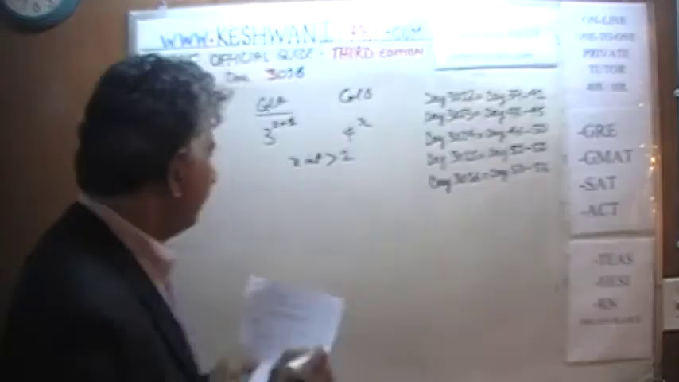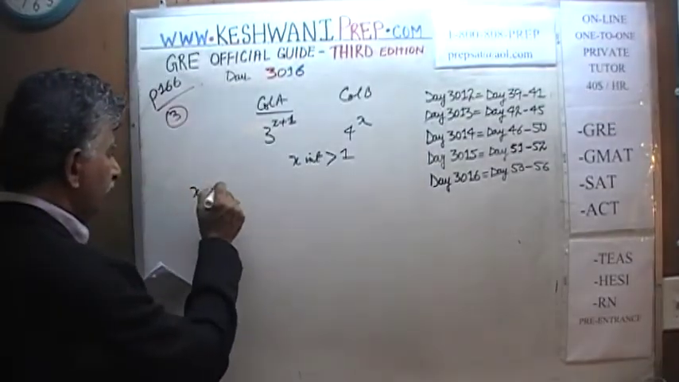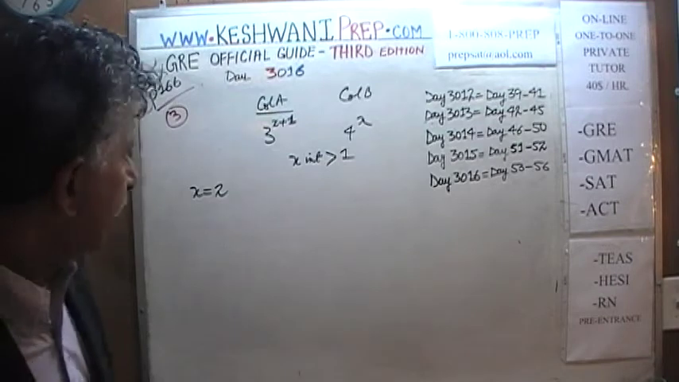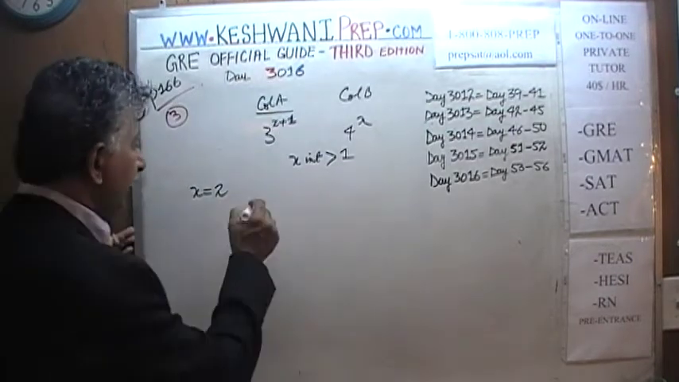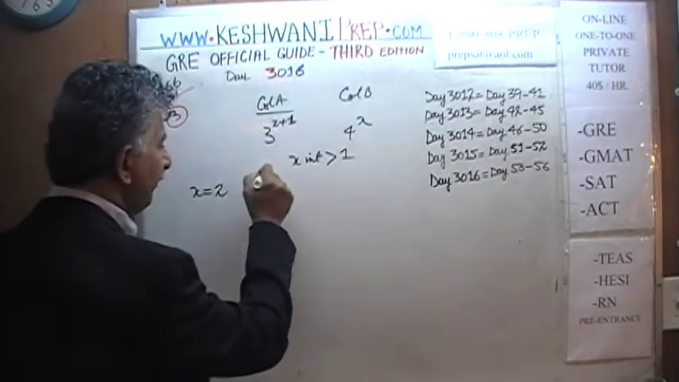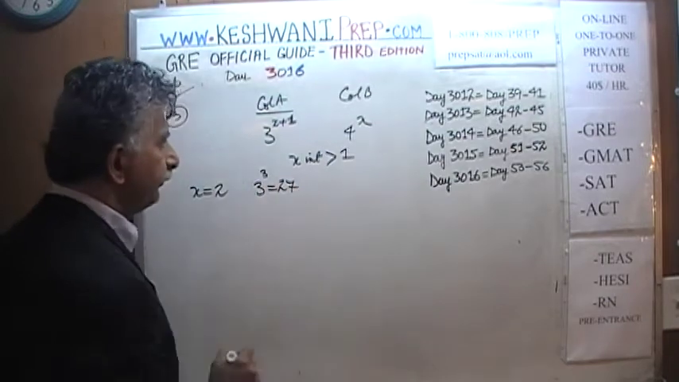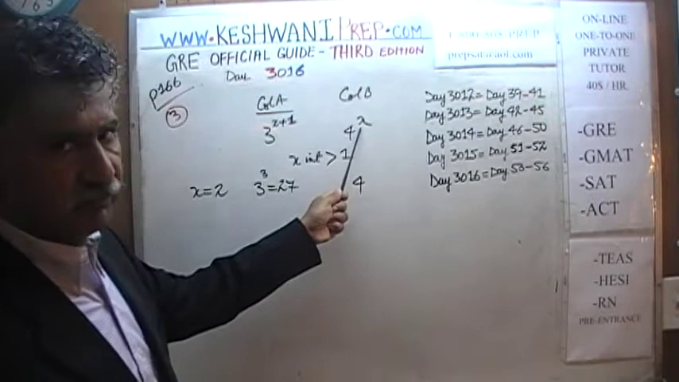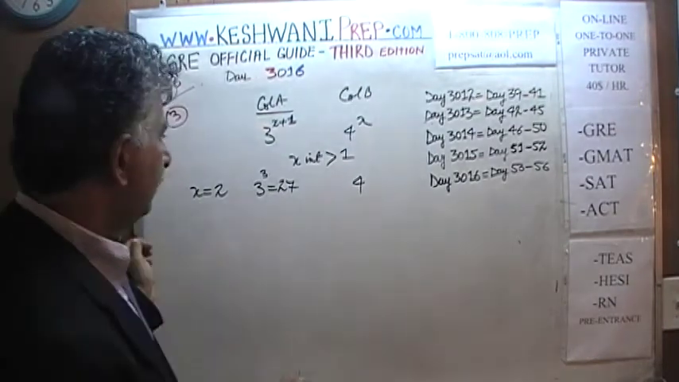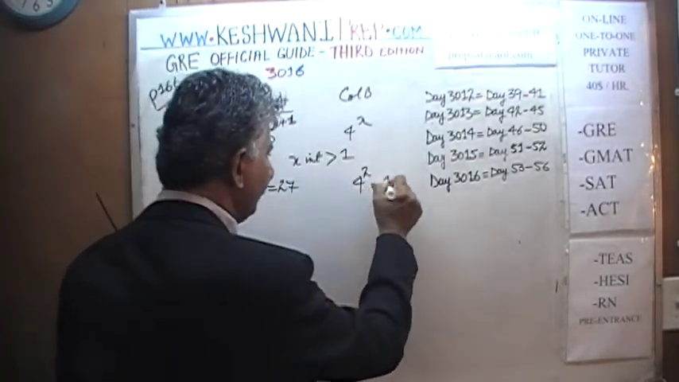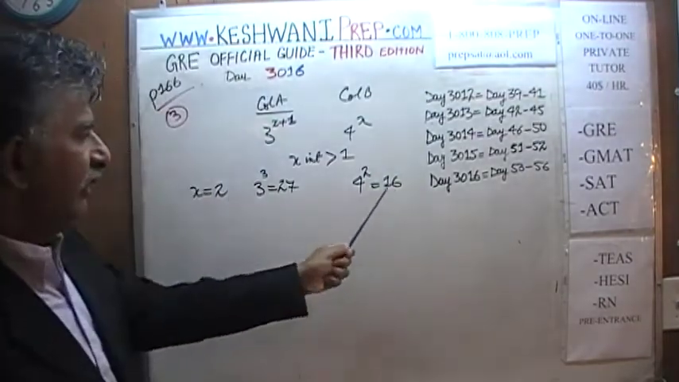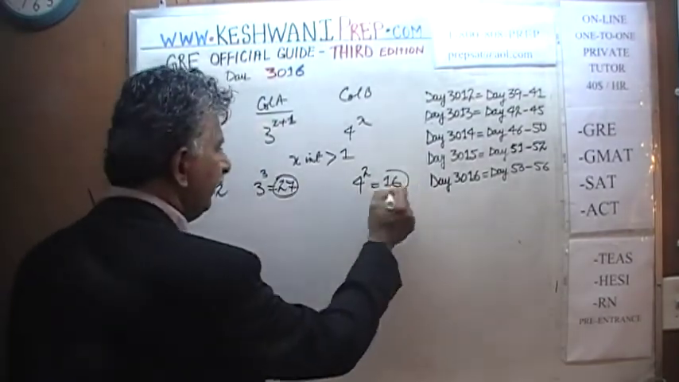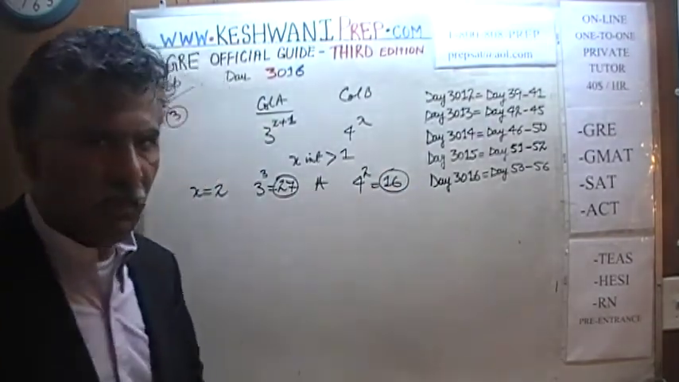So let's make x equal to 2. If x is 2, 2 plus 1 is 3, and 3 cubed is 27. Let's put in the same value here. Keep in mind, here it is 4 raised to x, not x plus 1. So 4 raised to 2 is 16. Here we have 27, here we have 16. The answer so far is A.